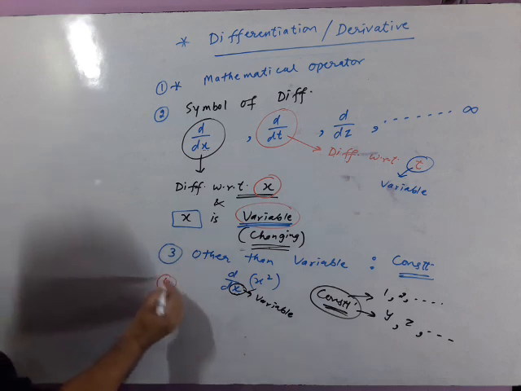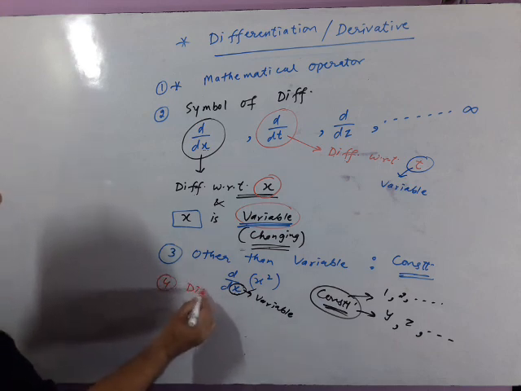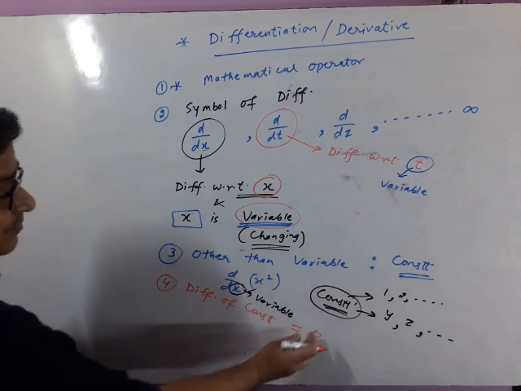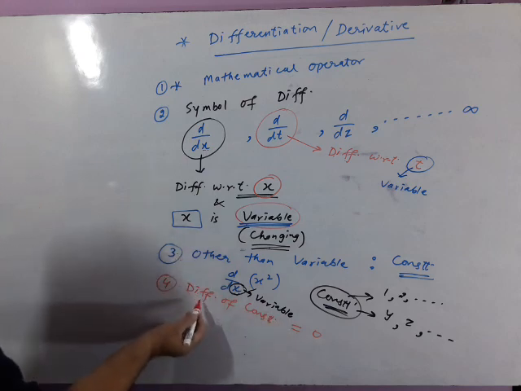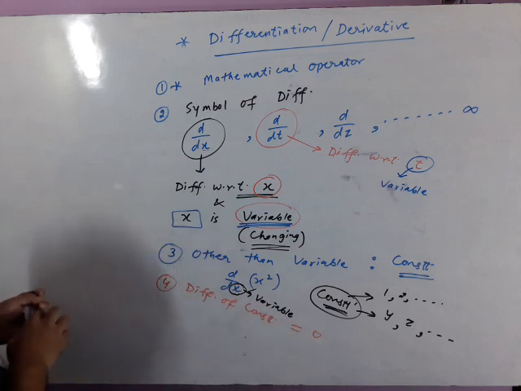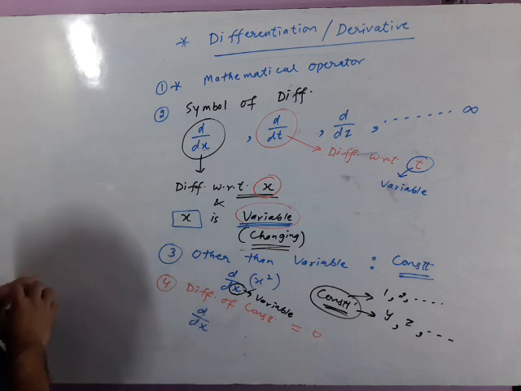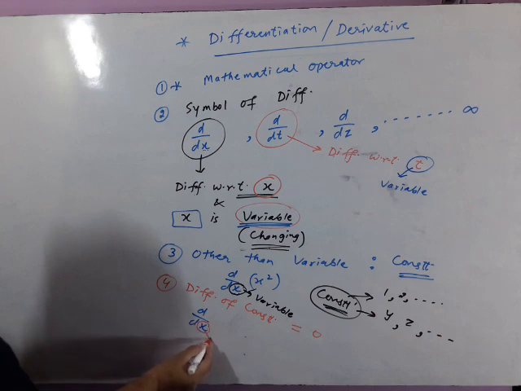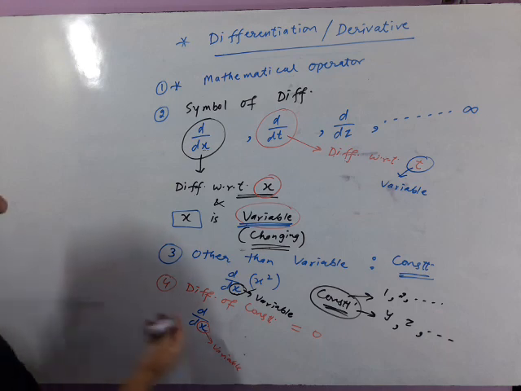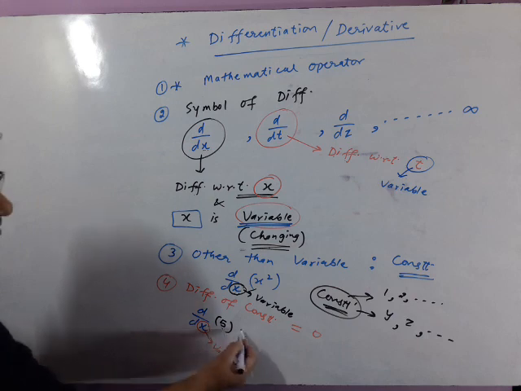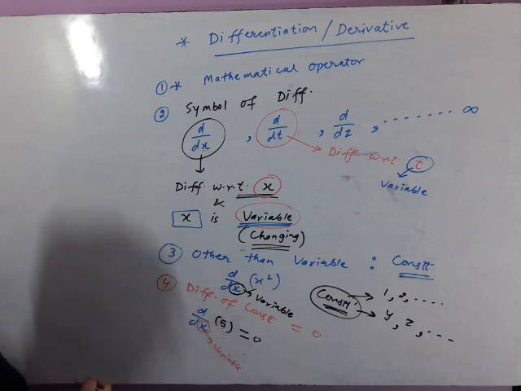See example. Step number 4. Remember, differentiation of a constant is always 0. Focus. Step number 3, step number 4 simultaneously. If I say dy dx, you will come to know x is the variable. And I am saying differentiate 5. So 5 is a permanent constant. So differentiation of a constant is 0. You will write directly it is 0.